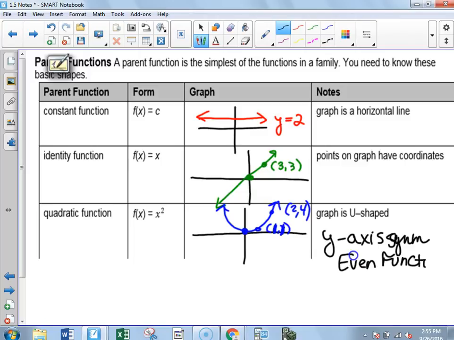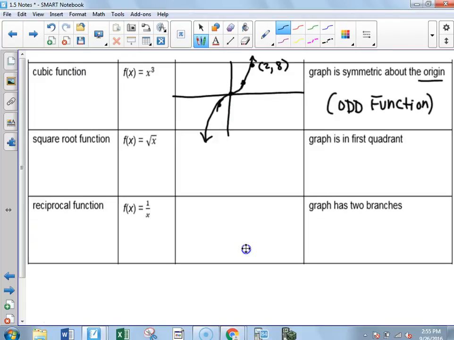Now, does that mean every parabola forever is an even function? No. If we shift it left or right, it's not going to necessarily have y-axis symmetry anymore, right? Okay, but the parent function itself does.